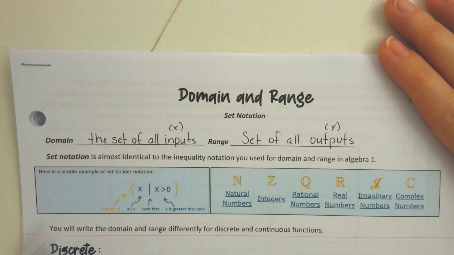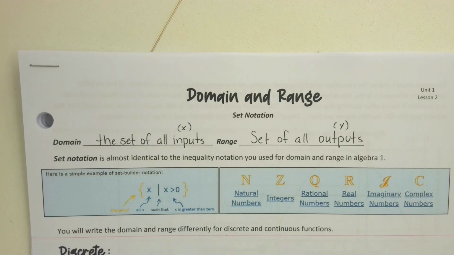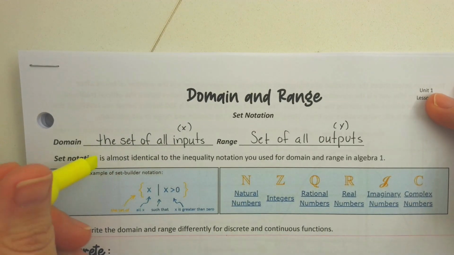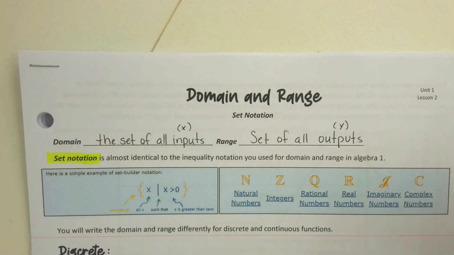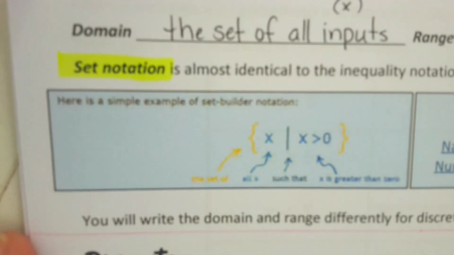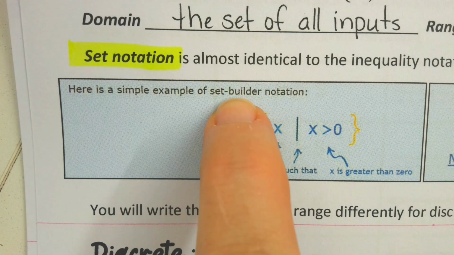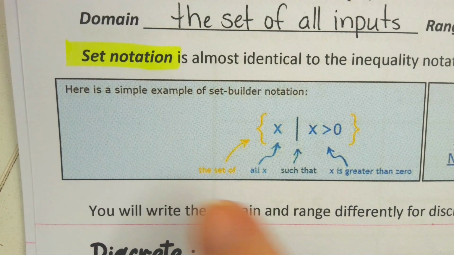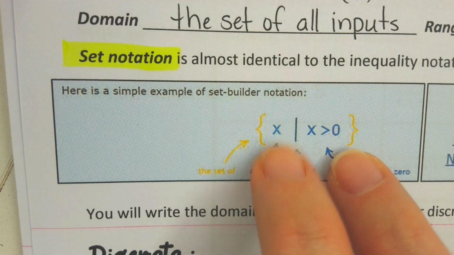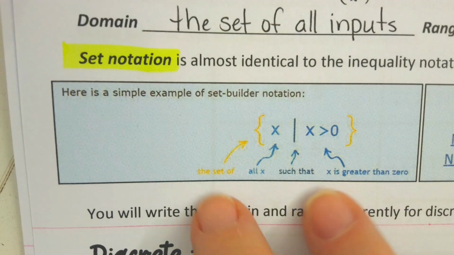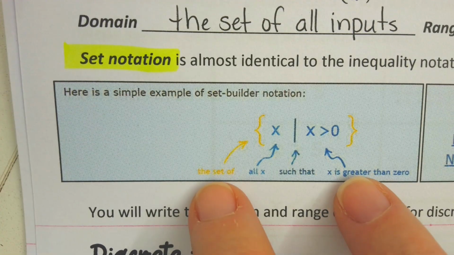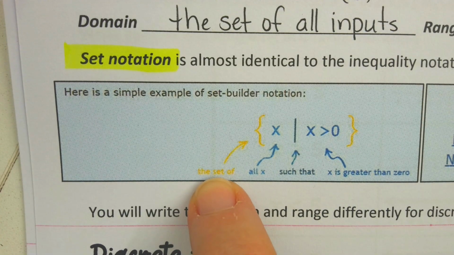Okay. Again, set notation is almost identical to the inequality notation used for domain in Algebra 1. We just throw it a little bit more in just to make it a little bit more technical. So here's just a very simple example of its full name. Its government name is set builder notation, but I just say set notation. So it's usually going to have some squiggly brackets on the outside. Okay? And then those squiggly brackets really just say the set of. That's what you're reading when you see the squiggly brackets.